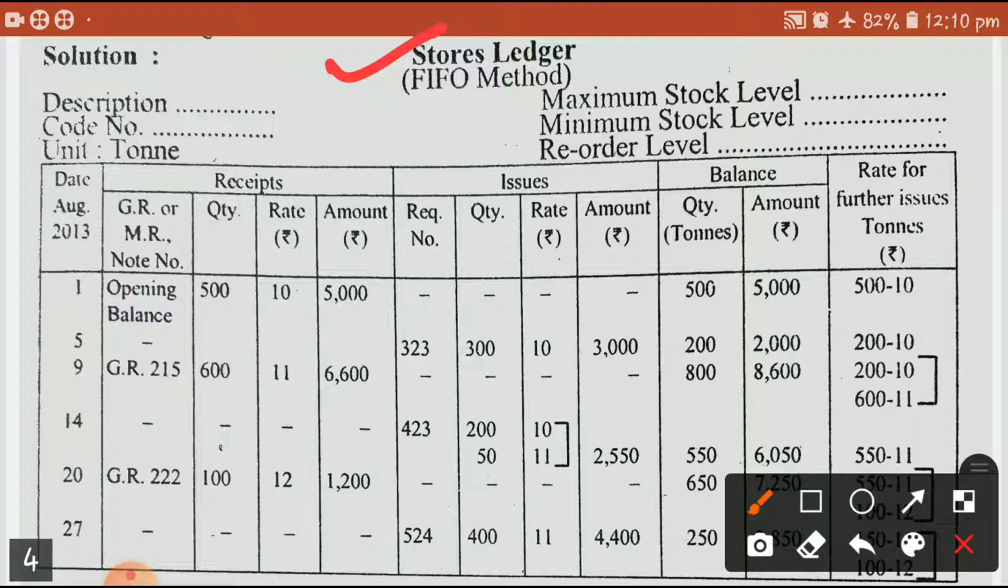In that we are always maintaining the stores ledger. You have to mention in brackets which method you are using, which is the FIFO method. Okay, now this is your format. How to make the format easily?